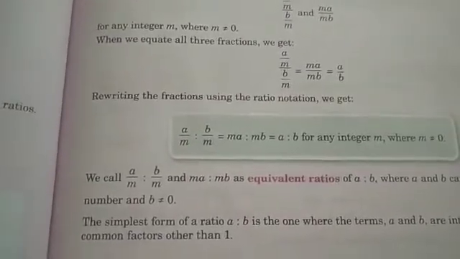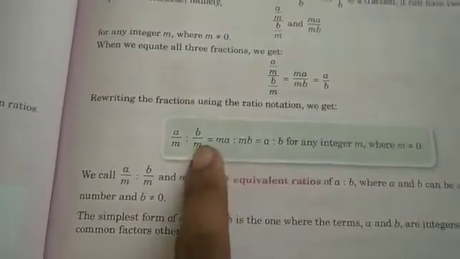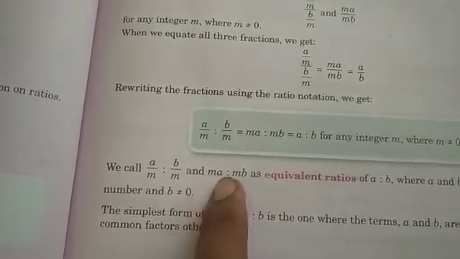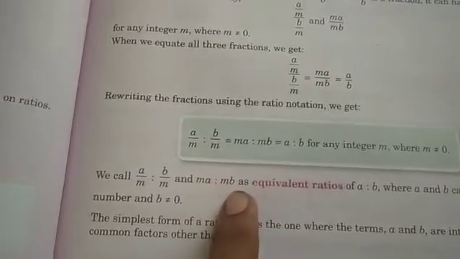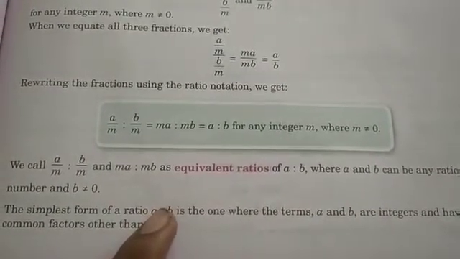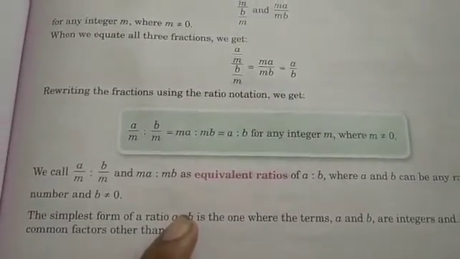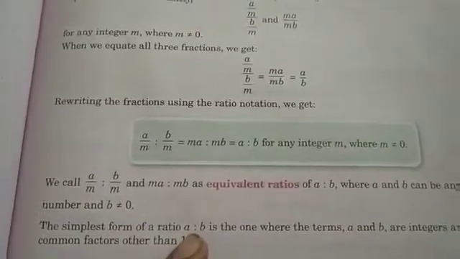So these are equivalent ratios. Here, in the ratio a is to b, m is multiplied with both a and b. So any integer is possible except 0, because if you multiply any number with 0, it will come as 0.